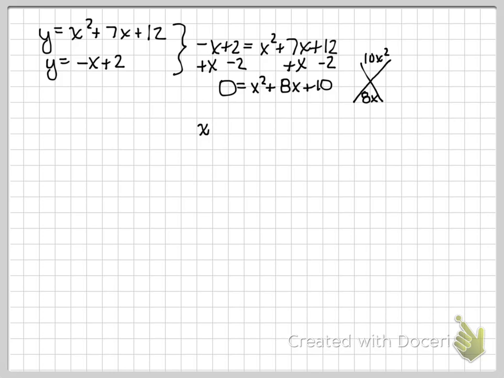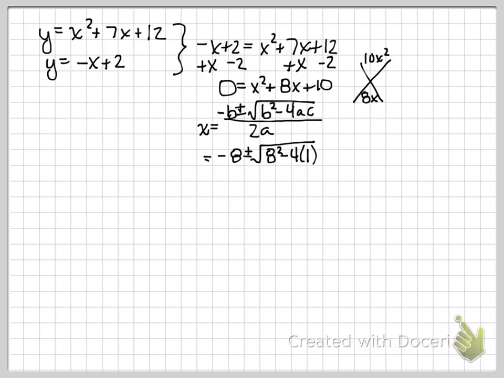So x is equal to negative b plus or minus the square root of b squared minus 4ac, over 2a. Again, your quadratic formula will not have any variables in it. You're just using the numbers in front. So my b is 8, so it's negative 8 plus or minus the square root of 8 squared minus 4 times a is 1 and c is 10, over 2 times 1.